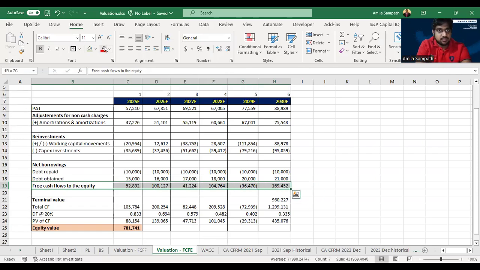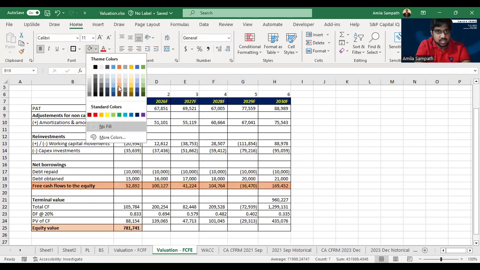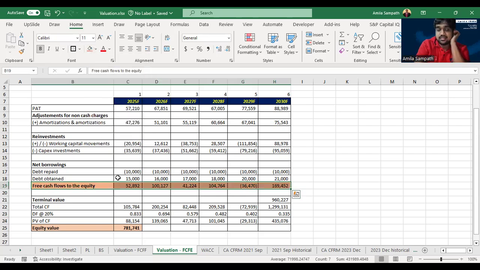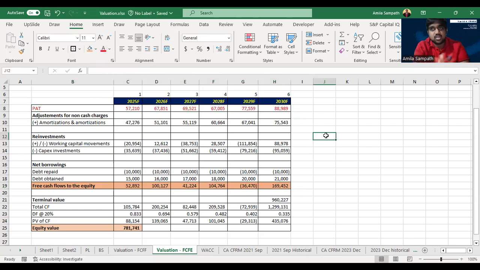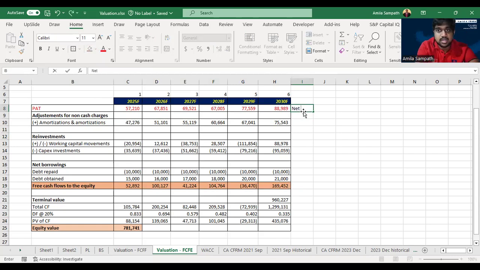Here I have details for my hypothetical scenario. Let's see how we can calculate the free cash flow to the equity. We can start from profit after tax. That means the net profit. Simply, we can start from our net profit.